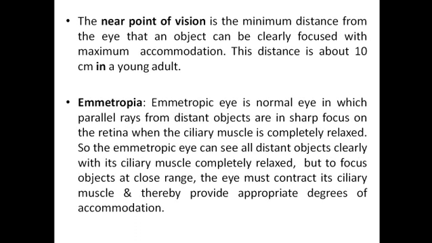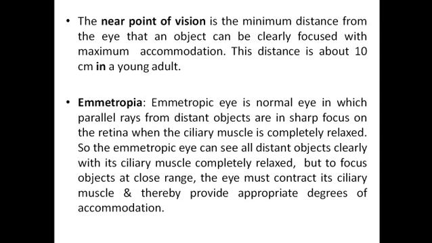The near point of vision is the minimum distance from the eye at which an object can be clearly focused with maximum accommodation, which is about 10 centimeters in young adults. Emmetropia means a normal eye, in which parallel rays from a distant object are brought to sharp focus on the retina, so the ciliary muscle, as we said, is completely relaxed. So an emmetropic eye can see all distant objects clearly with its ciliary muscle completely relaxed.